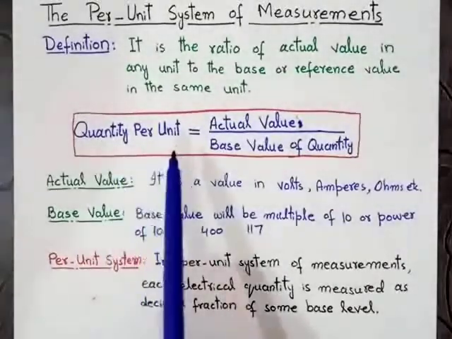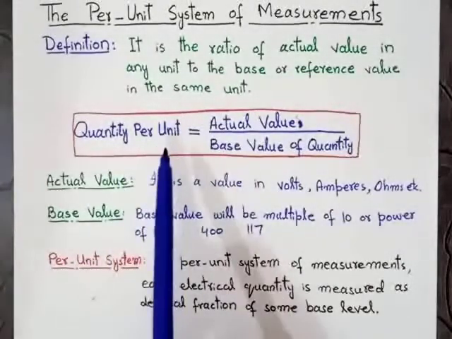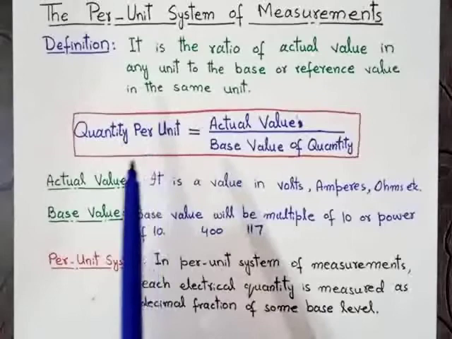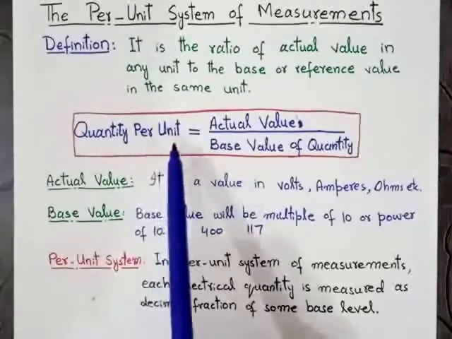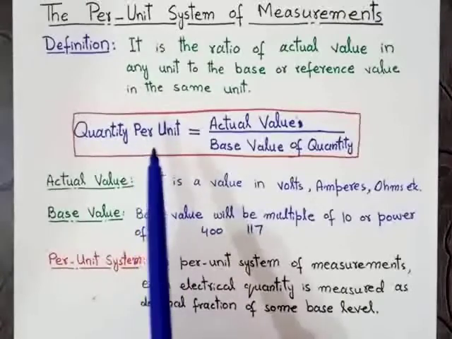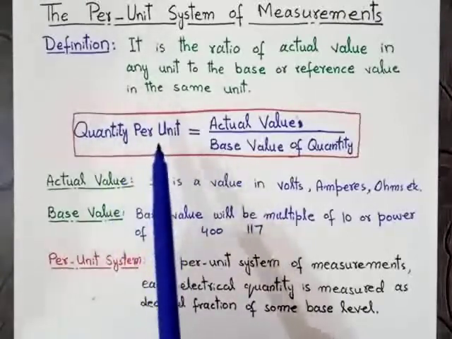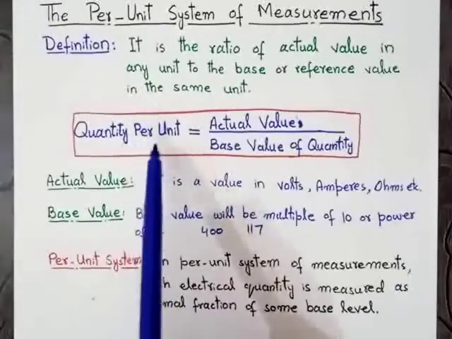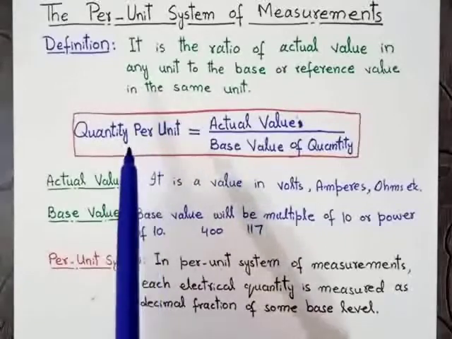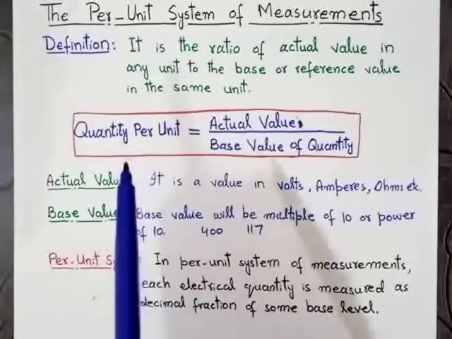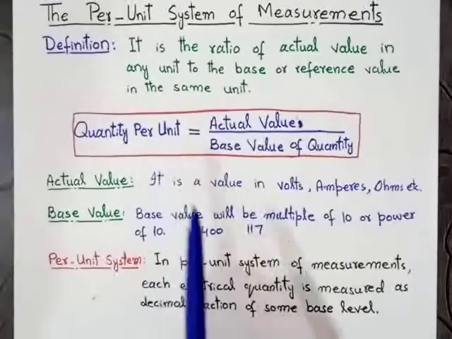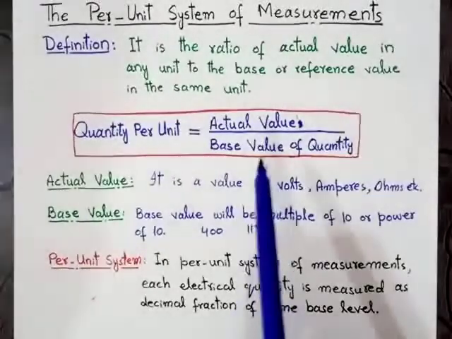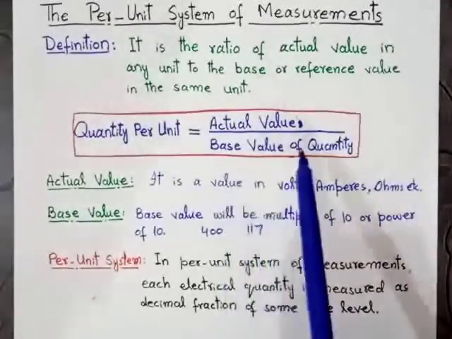So in per unit system of measurement, the voltage, current, power, impedance and other electrical quantities are not measured in their usual SI units, that is volts, amperes, ohm, etc. Instead, in per unit system, each electrical quantity is measured as a decimal fraction of some base level. As we know, a decimal fraction is basically a fraction in which the denominator is a multiple of 10 or power of 10.